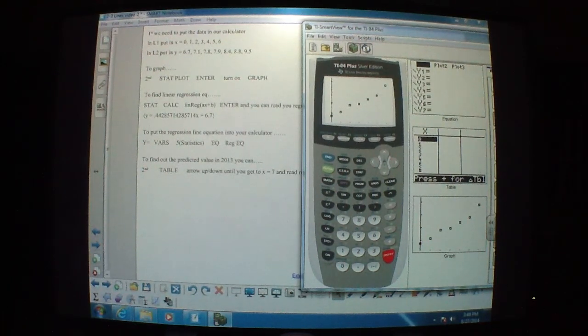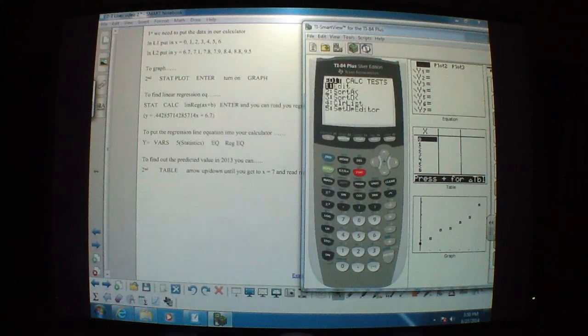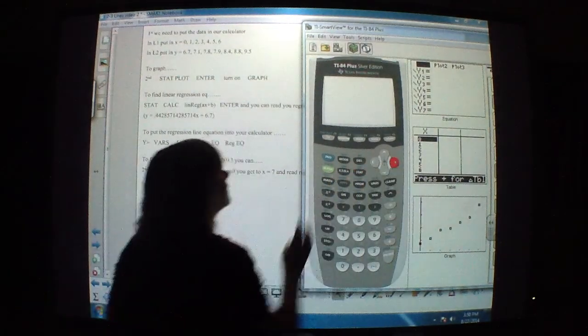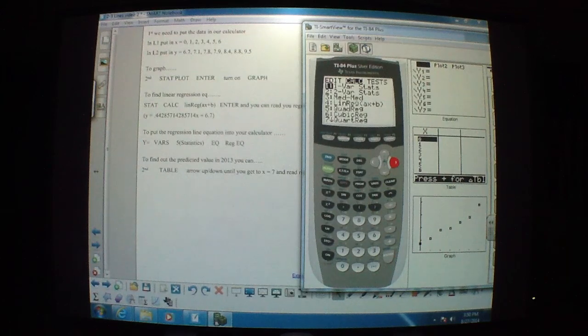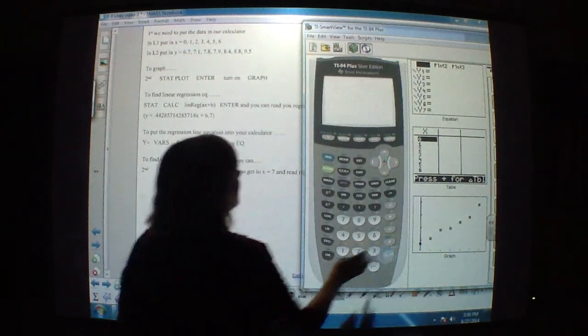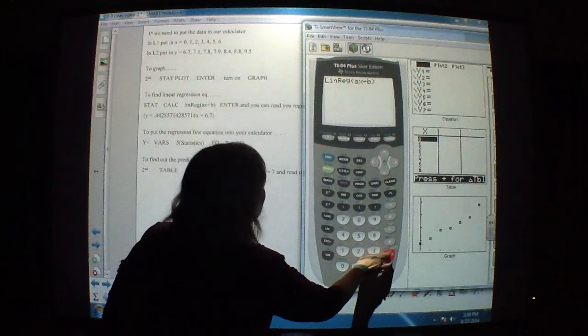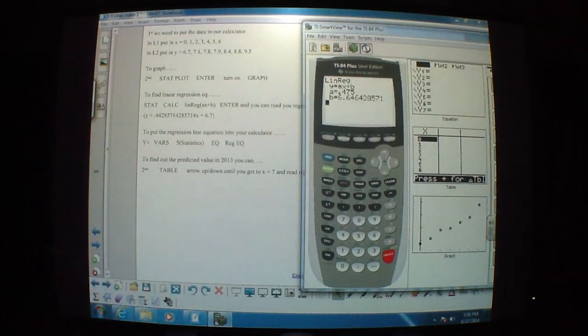So let's find the linear regression line. To find the linear regression line, you push stat, and then you go over to calculate, and then there's something called LinReg, ax plus b. Go down to linear regression line, and I have a linear regression line, ax plus b, and if I push enter, there is the line, and I did not get the same thing, a.